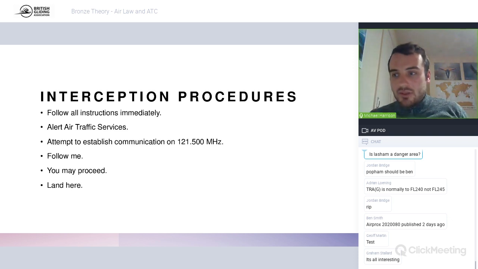This can mean something else. If they genuinely think that you are a threat, sometimes they will actually do that to show you they've got missiles. So you want to be clear that they are actually telling you to proceed and they're not threatening you, which is something that they will do if they think you're a genuine threat to national security.